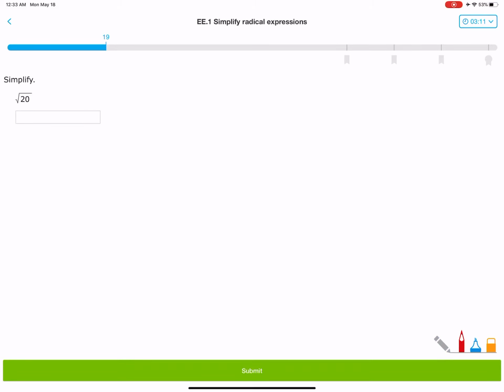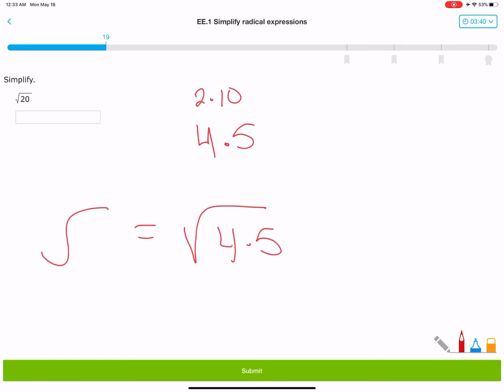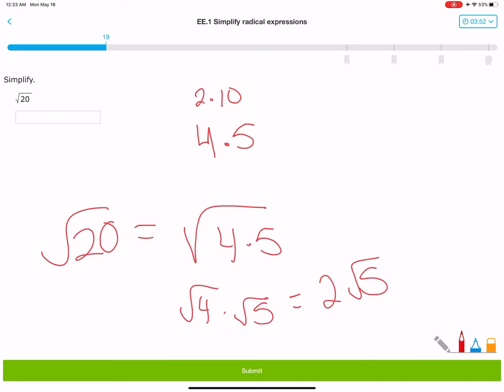Square root of 20. We do 1 times 20, obviously. 2 times 10. Is there a square root of 2? No. Is there a square root of 10? No. Let's think of our next number. 3 doesn't go into 20. 4 goes into 20. 4 times 5. And there is a square root of 4. So we could rewrite the square root of 20 as the square root of 4 times the square root of 5. Square root of 4 is 2, square root of 5.